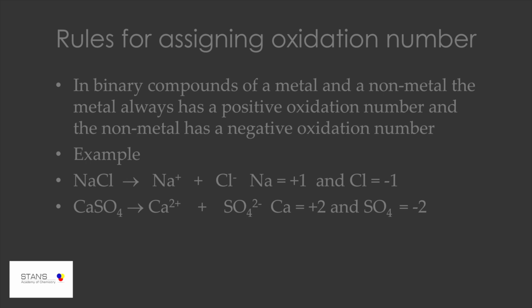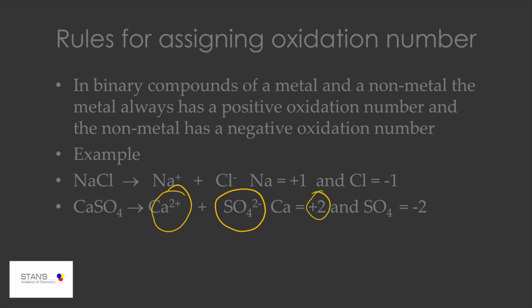Calcium sulfate dissociates to give you Ca2+ plus SO4 2-. Again, this is a binary compound involving a metal and a polyatomic ion. The sulfate ion is a polyatomic ion. Calcium is the metal, therefore the metals will be positively charged. The valency of calcium in group 2 is +2. Therefore, the oxidation number is +2 for calcium.